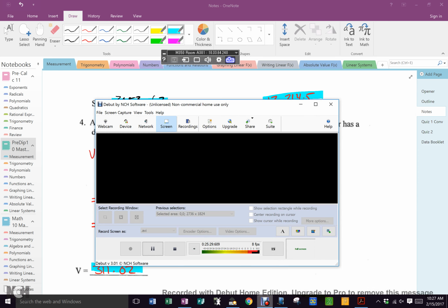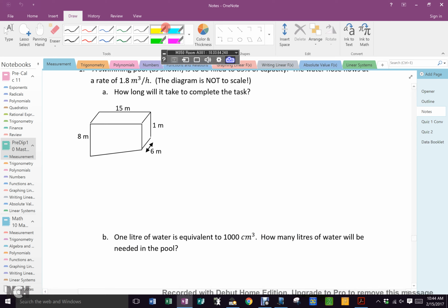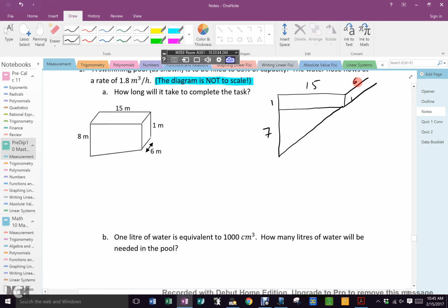Now, how many of you recognized that this was a problem? Good. This diagram is not real life. It is not to scale. The pool actually looks like this. That's what the pool really looks like. This side is 8. This is 15. So if I cut this here, I get 1 and 7, yes? And it's a prism, so it repeats backwards 6 times.